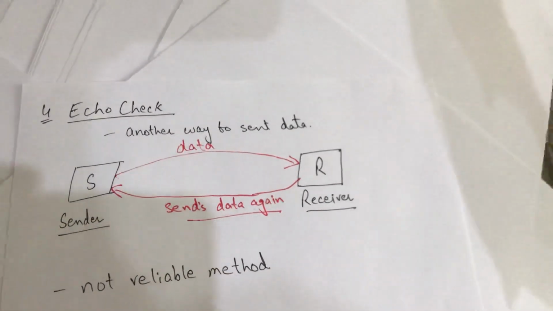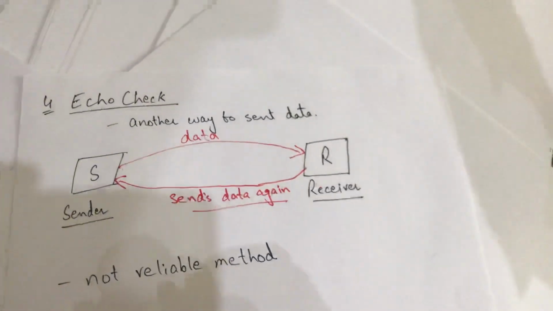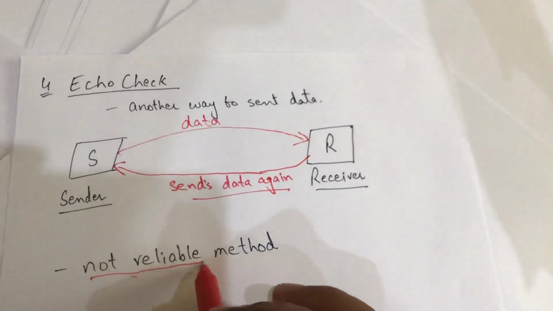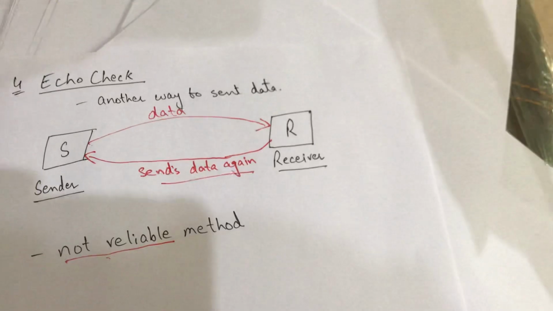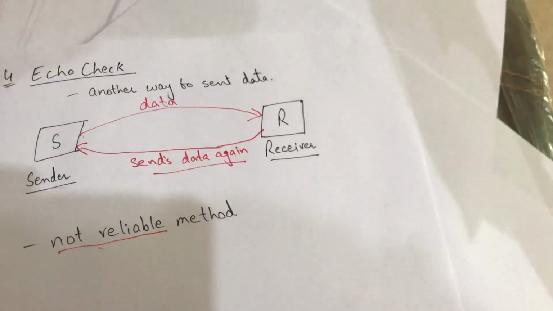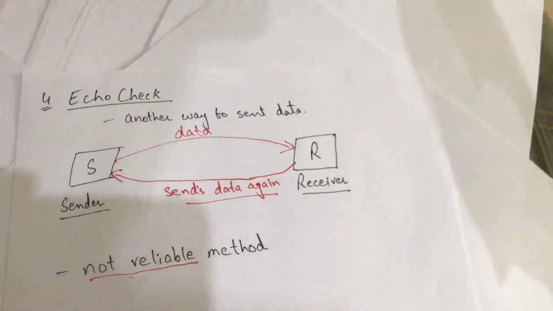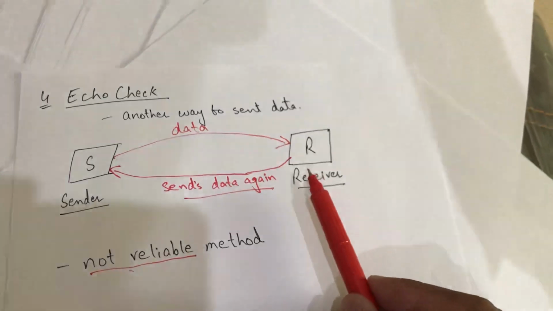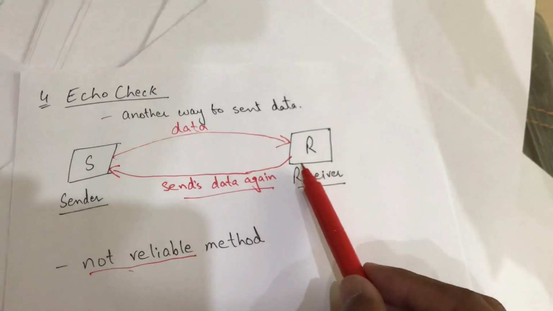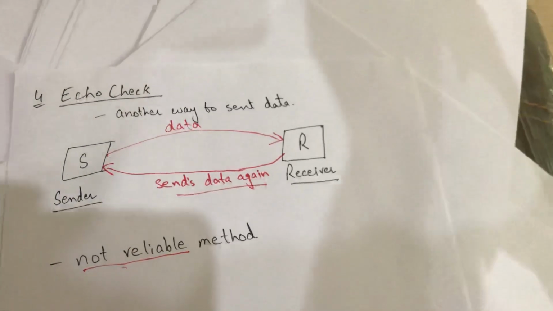It is not a reliable method because we don't know whether an error occurred while the data was sent by the sender, or in the data that the receiver sent to the sender. So we don't know where the error occurs.